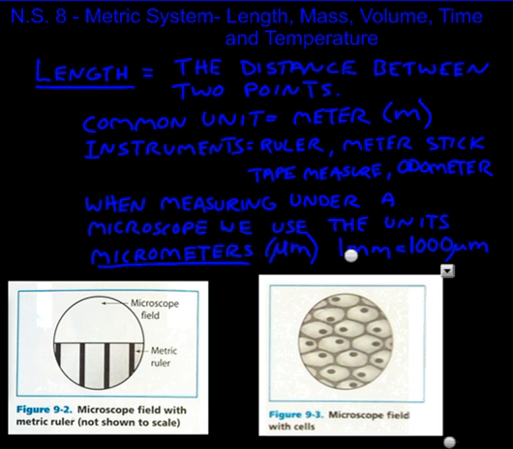These figures come from the Prentice Hall Brief Review for the New York State Regents exam. Figure 9.2 shows a metric ruler as seen under the low power objective of a microscope. The distance across the field of view is approximately 3.2 millimeters, or 3,200 micrometers, since 1 millimeter equals 1,000 micrometers.